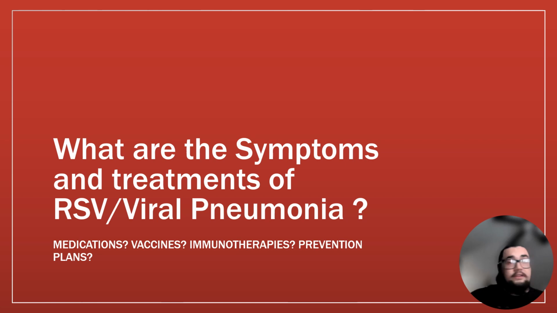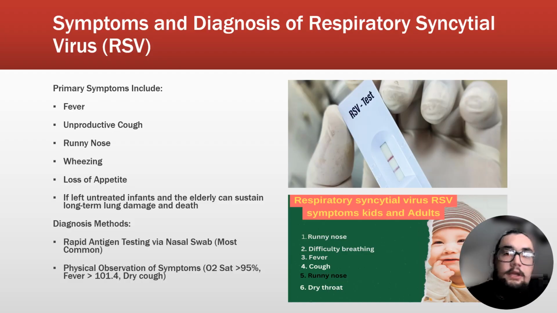Now, I've done all the doom and gloom, but what are some symptoms and treatments that we're observing when we're looking at the clinic? Of course, with RSV, your primary symptoms are going to be things like fever, unproductive cough, runny nose, wheezing, loss of appetite, just some standard symptoms that you see with most viral infections.